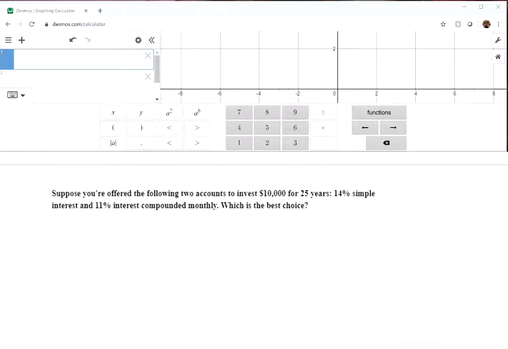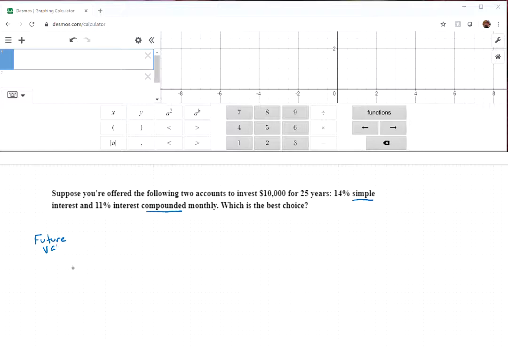Suppose you're offered the following two accounts to invest $10,000 for 25 years. 14% simple interest or 11% interest compounded monthly. Which is the best choice? Okay, so we have two types of interest mentioned in this problem, simple and compound. And in terms of which is the best choice, it's the one that's worth more money in the future. So let's look at the future value formulas for simple and compound interest.